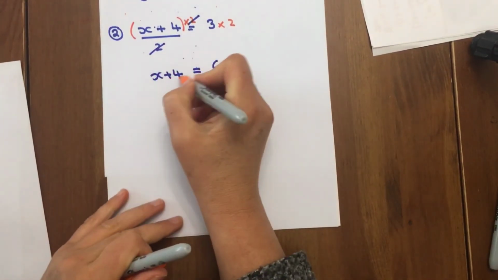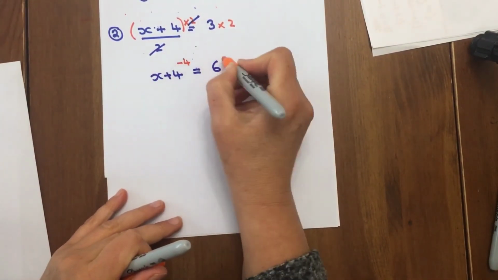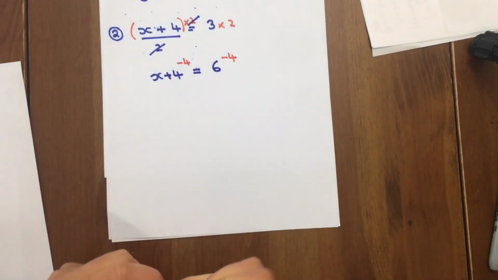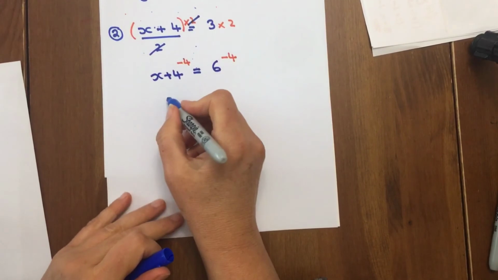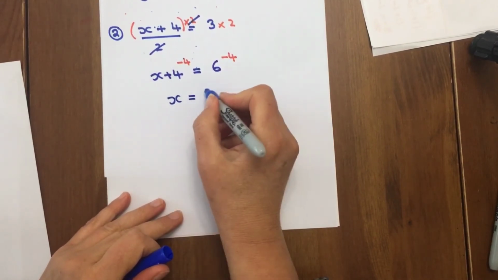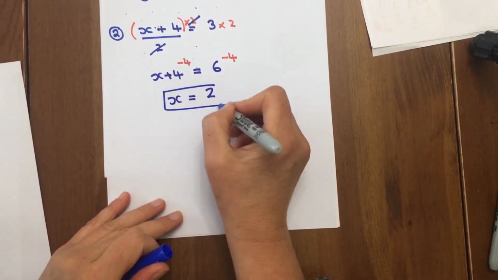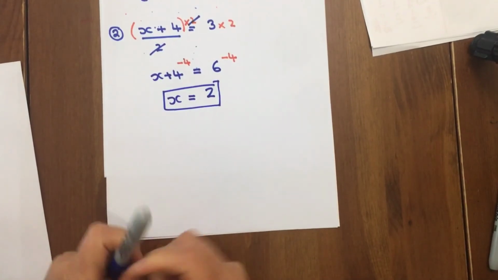Okay, what's the inverse of adding 4? Is to subtract 4. 4 take away 4 is 0, so I'm left with x on the left hand side and 2 on the right hand side. So there's my answer.